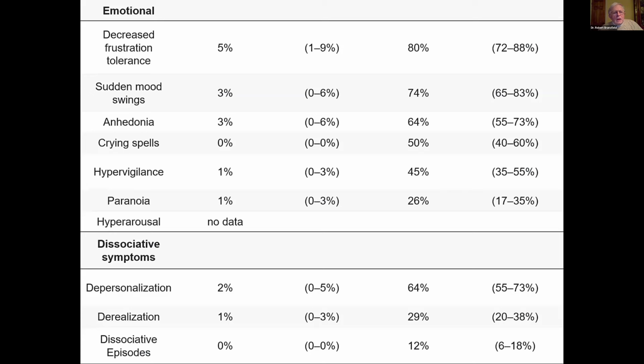Emotional symptoms: low frustration tolerance, 80%, sudden mood swings, anhedonia, that's a big one, increasing suicidal risk, where there's diminished capacity for pleasure.